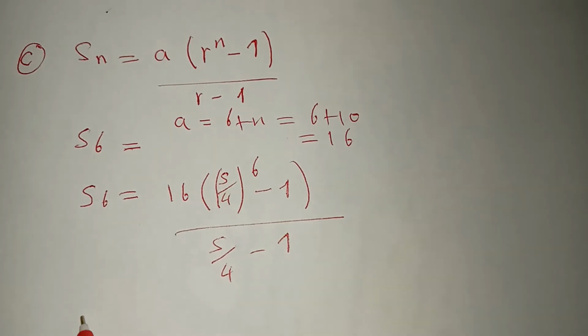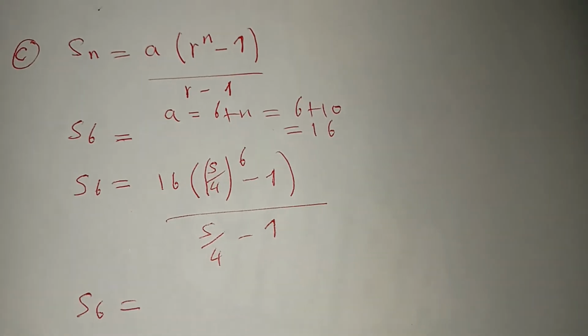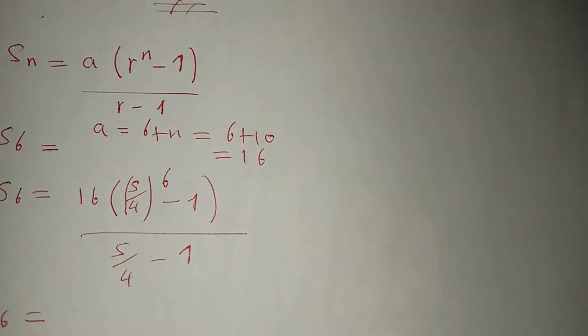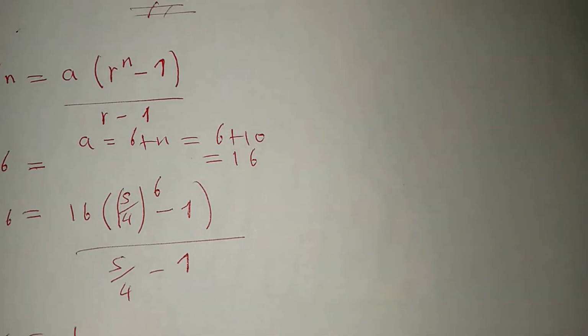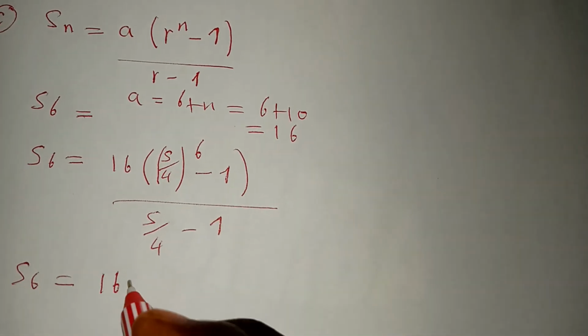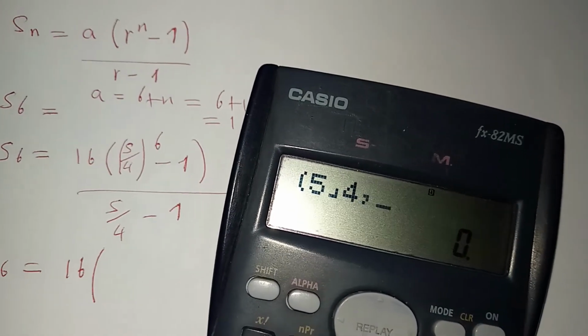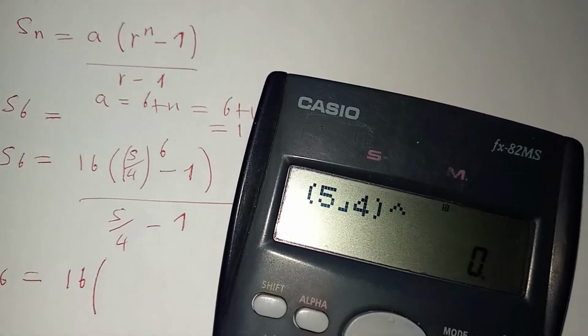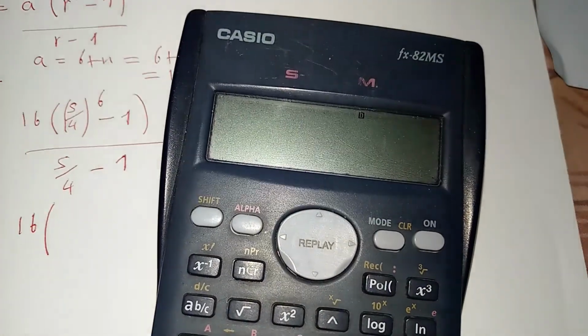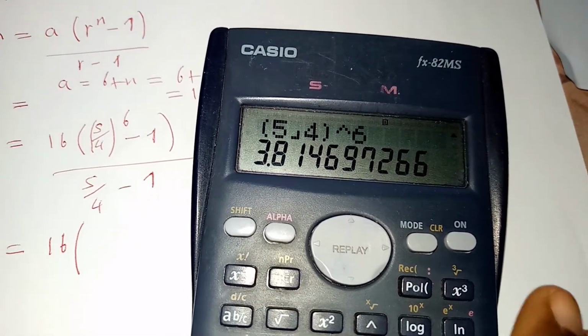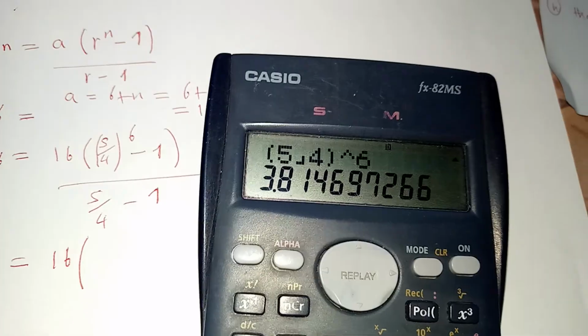Okay, then sum of 6 terms, just use a calculator to answer 5 over 4 to the power 6. So here we are having 6, then we open the bracket, 16 there, open the bracket, say open bracket 5 divided by 4, then power 6. Okay, it is giving 3.81.